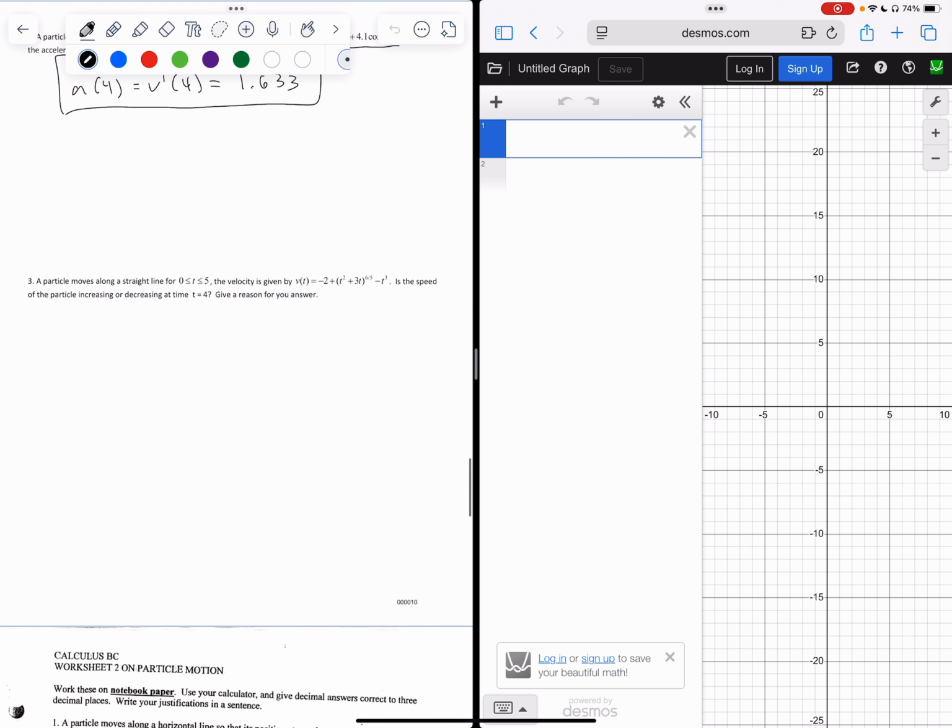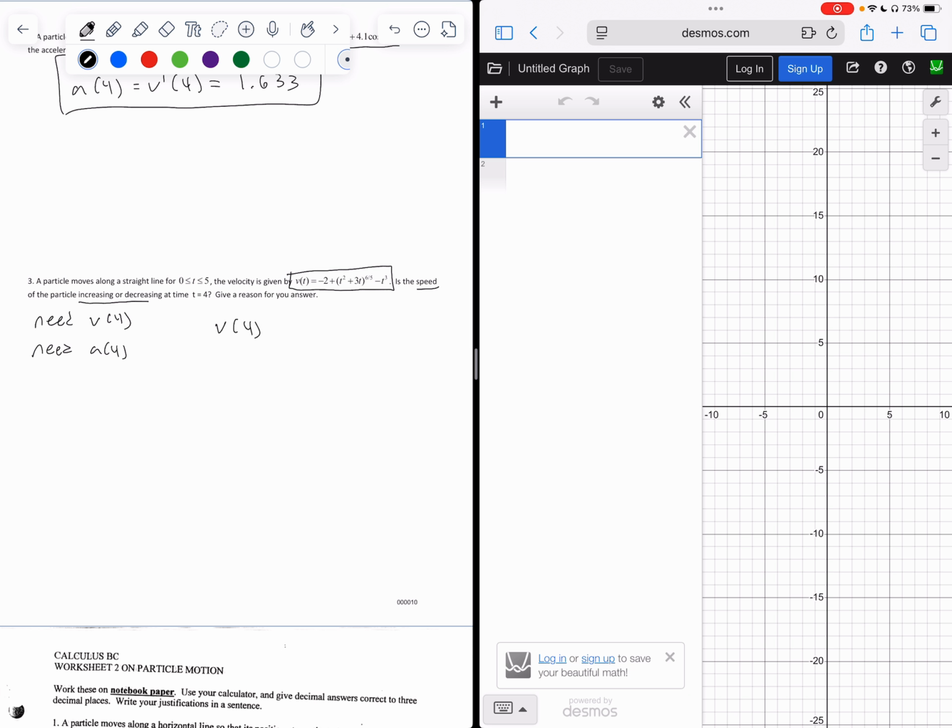So we're looking for speed here this time. And you might remember, we want to know if the speed is increasing or decreasing. So anytime we think about speeding up or slowing down, we actually need two pieces of information. We need the velocity, in this case at 4, and we need the acceleration at 4. Now, since they gave me the velocity, I can just get that from the graph.